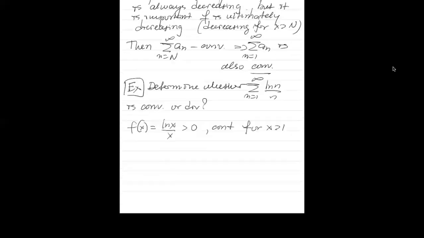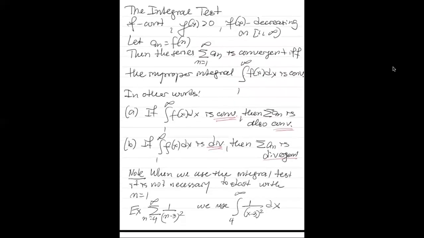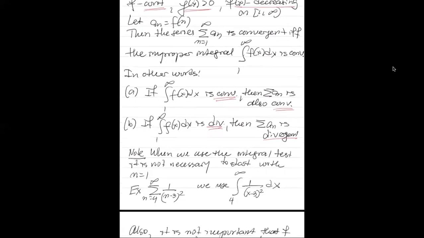Not clear, however, whether f is decreasing or not. So this was our last condition. If you go back to the integral test, let's highlight it here. This is our integral test. And it was important to note the conditions: continuous, positive, decreasing. Okay, so 3 conditions.